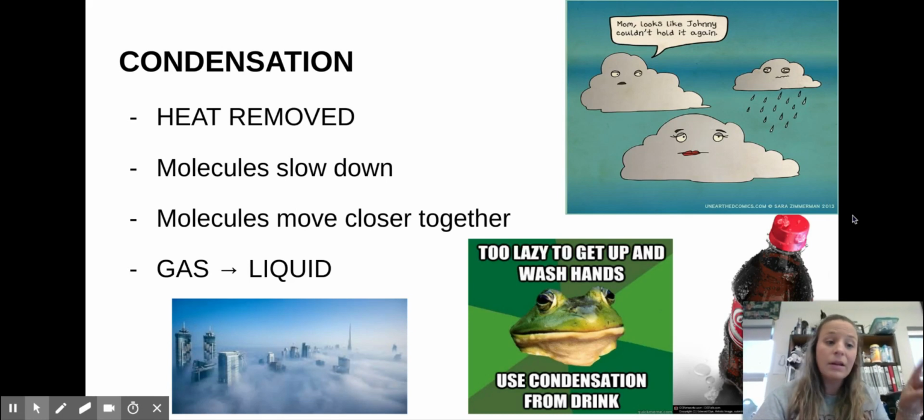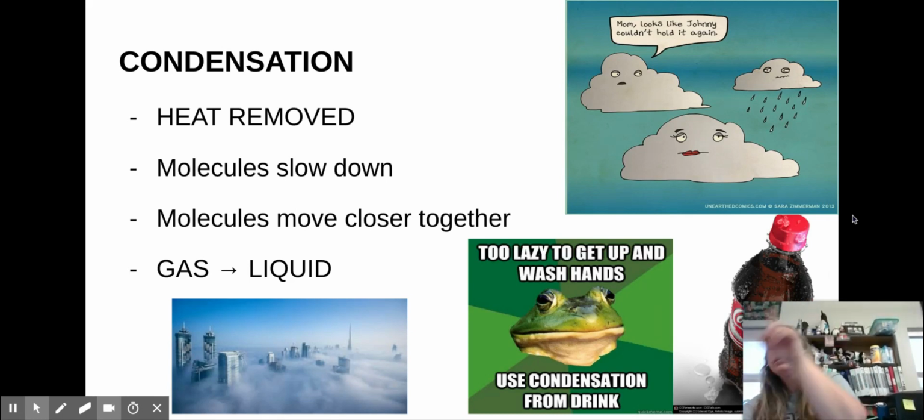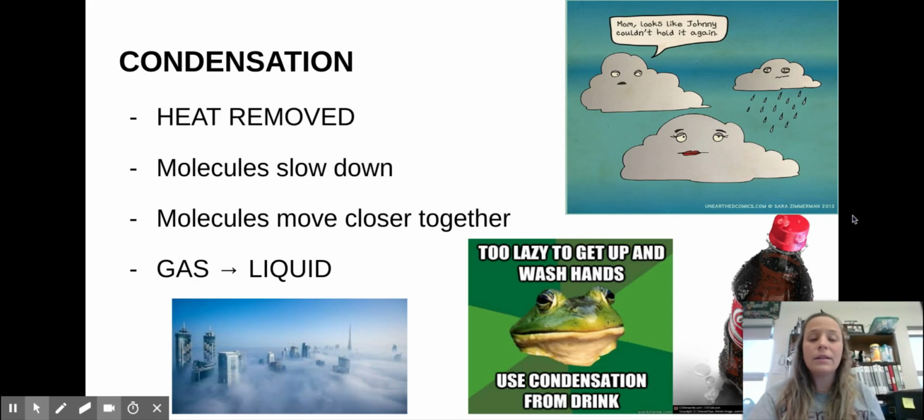So that's condensation. Those are the four main phase changes, going from a solid to a liquid to a gas, and then back again, gas to liquid, liquid to solid. And that's that diagram right at the top of that page. You're going to have to know that diagram. Here's a little hint. You need to label that diagram on your test. So I would make sure you know it.